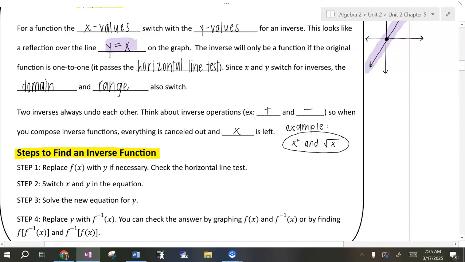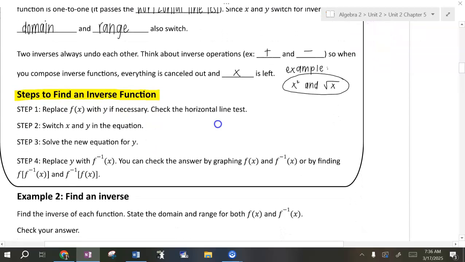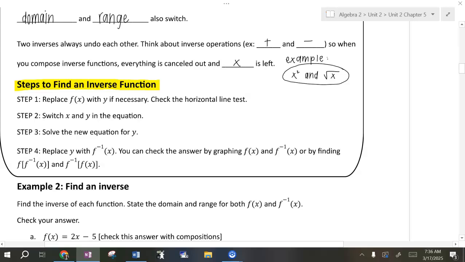Think about inverse operations like adding and subtracting, those undo each other. So when you compose inverse functions like what we were doing in goal 1, everything will get canceled out and you would just be left with an x. An example of inverse functions includes x squared and square root of x. Those are inverse functions because they undo each other. Here are the steps to find inverse functions. There are 4 steps, and we're going to do some examples of that now.